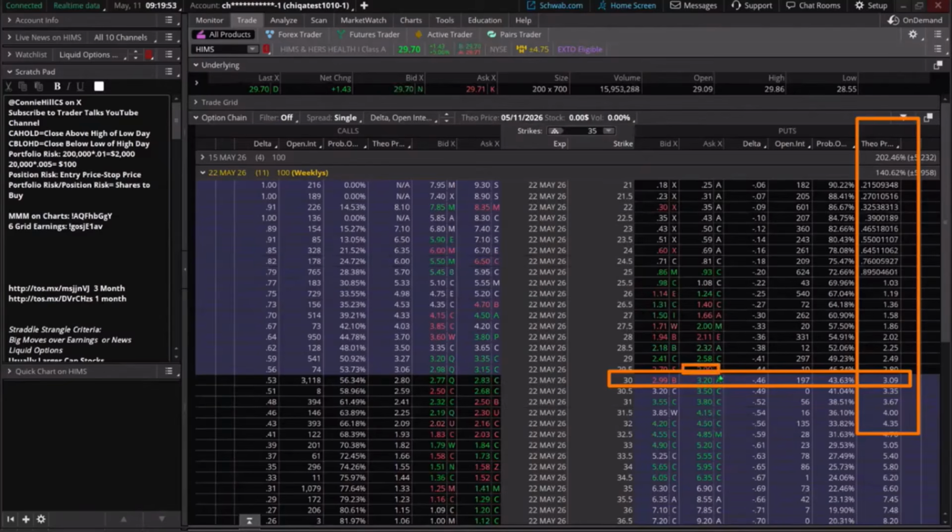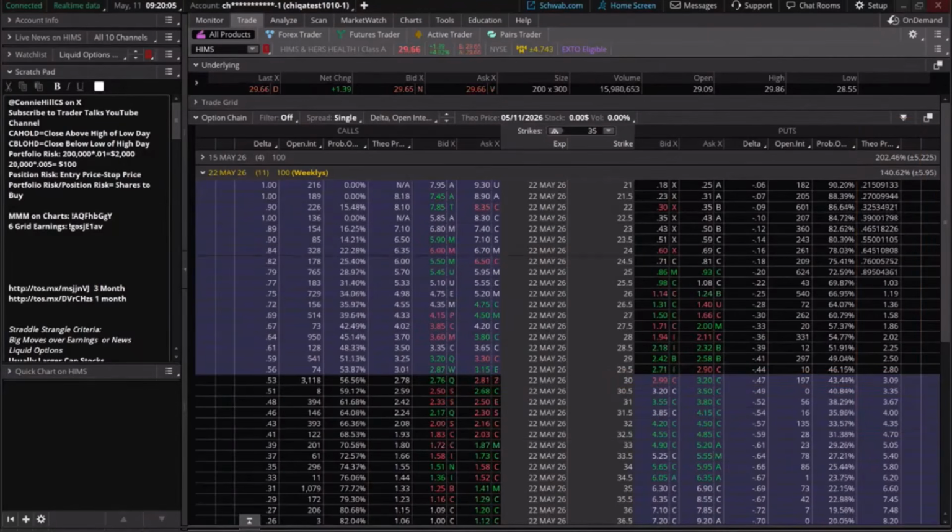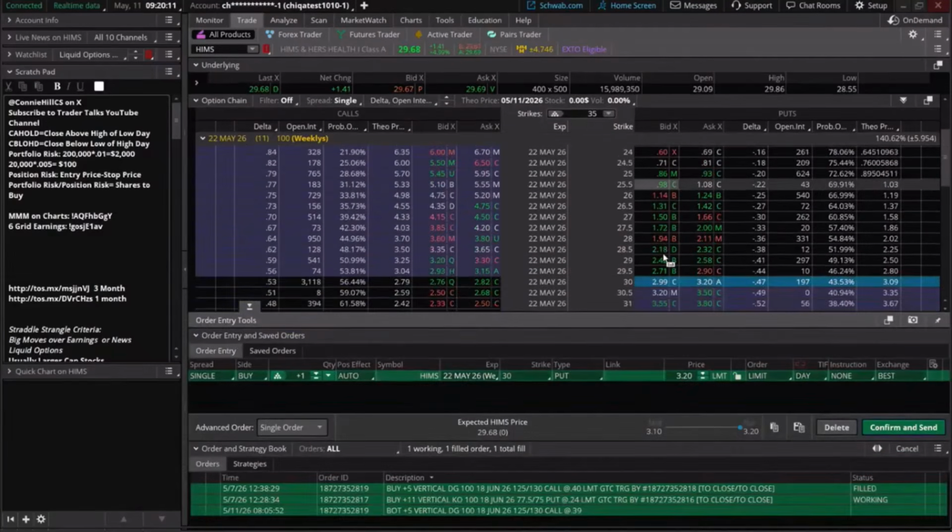So we would be buying a 30 put on this side, then we're going to buy a 30 call over here on this side. That represents the straddle. So let's go ahead and do it. Let's go ahead and get that queued up. So I'm just going to click on the ask price for the put, and you can go in any order you want.